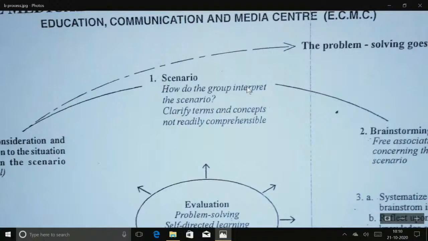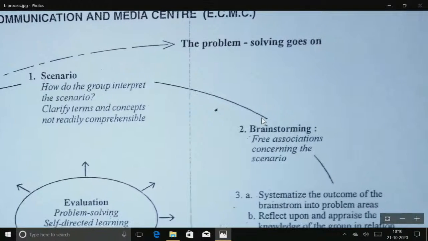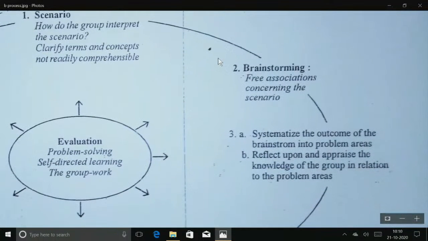Interpret the group, like interpretation of the group about the scenario. Clarification of the terms which are not readily comprehensible. Once you are done with this, you will have to go to the next step, that is brainstorming. Brainstorming is free associations of the ideas.